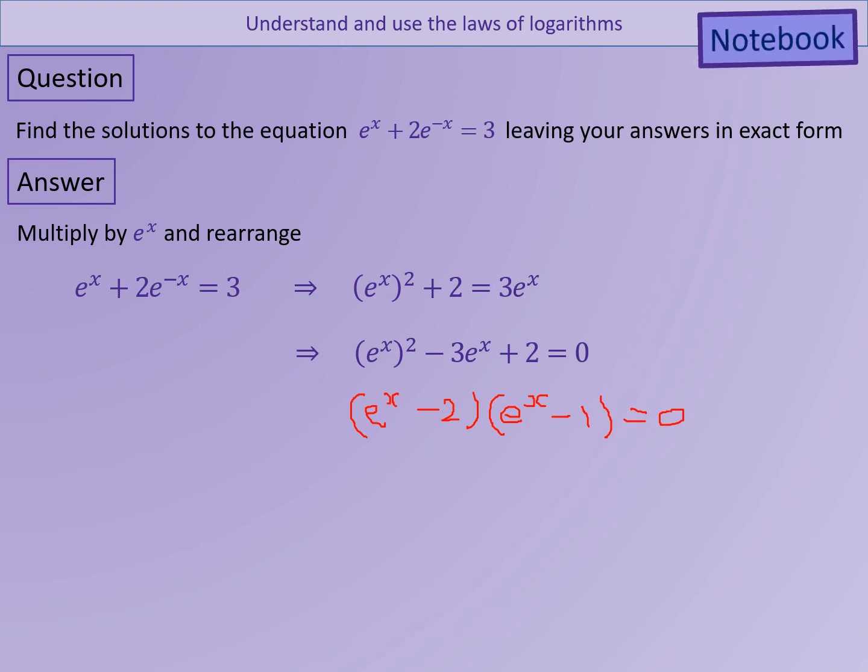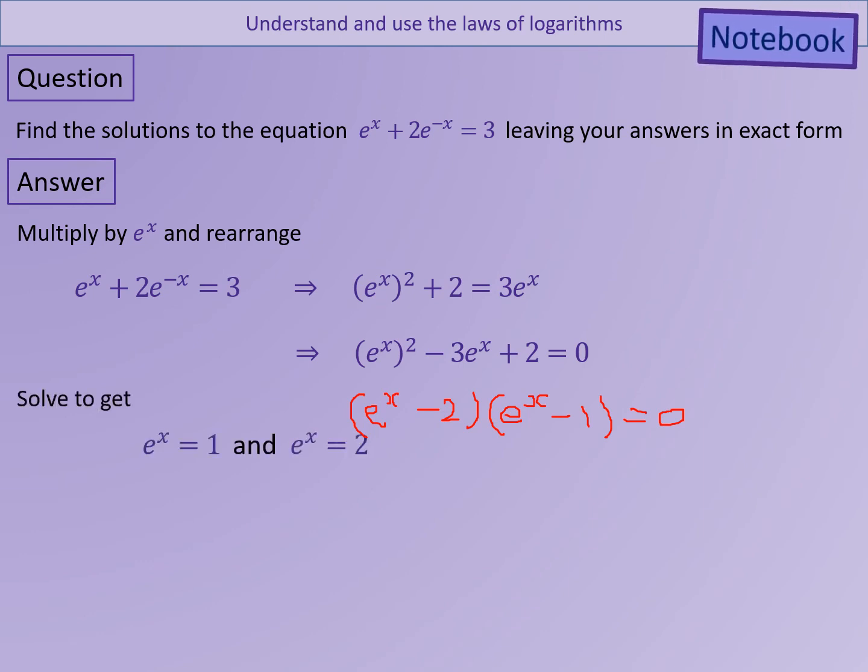If you had your calculators, you could use them to solve this quadratic. You could put in values of 1, minus 3 and 2 for your values of a, b and c, and the values that your calculator gives you would be values of e to the power of x. So there's an alternative way of finding these values of e to the x. But however you do it, you end up with two separate equations.